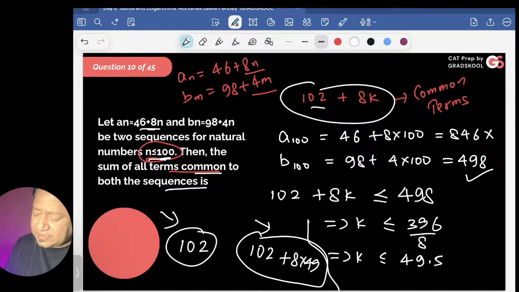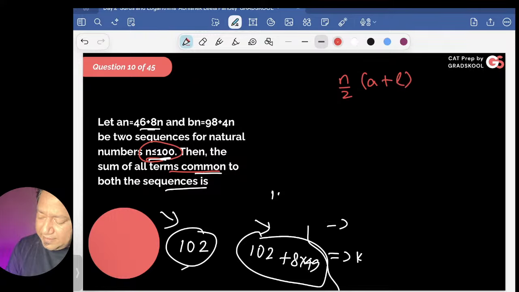Alright, so let's find the sum. We know the first term, we know the last term, we know the number of terms, that is 50. So the answer will be n by 2 times a plus l. N is 50. First term is 102. Last term is 102 plus 8 into 49. Is that right?